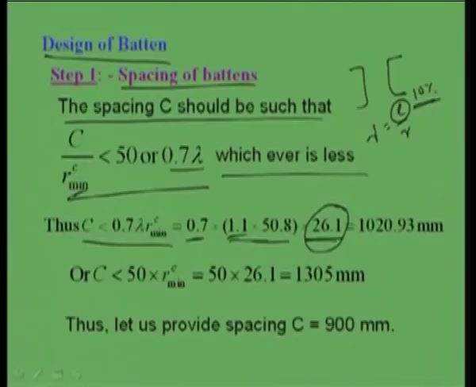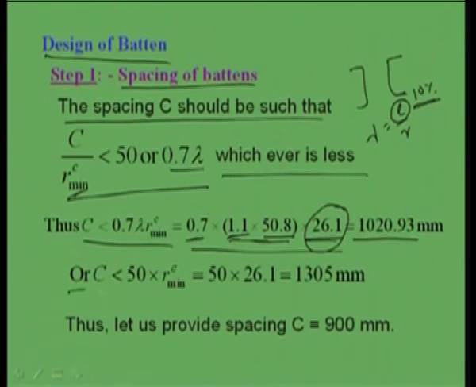So here lambda will increase by 10%. So I am multiplying 1.1 with the earlier one, 58.8. So this will become 1.1 into 50. If we calculate this, the C value is coming 120.93 millimeter. So the spacing between two battens from one expression is 1020.93 millimeter.